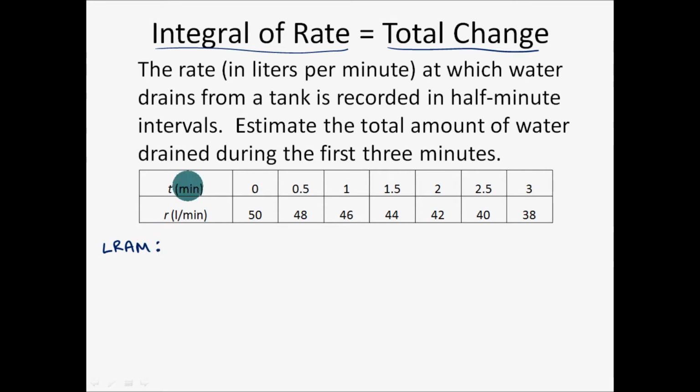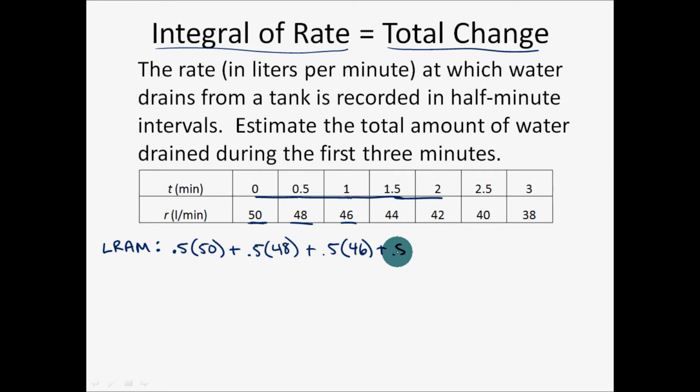From 0 to 0.5 along the x-axis, that's 0.5 units. And since this is the left, we're going to choose the left rate. Now from 0.5 to 1, that's also 0.5 in the x direction, and we're going to choose the left rate, 48. From 1 to 1.5 is 0.5 units, and we're choosing the left, 46. From 1.5 to 2 is 0.5, and we're choosing the left, 44. From 2 to 2.5 is 0.5 units, and we're choosing the left, 42. And from 2.5 to 3 is 0.5 units, and we're choosing the left rate, which is 40. I'll figure that out in a second.